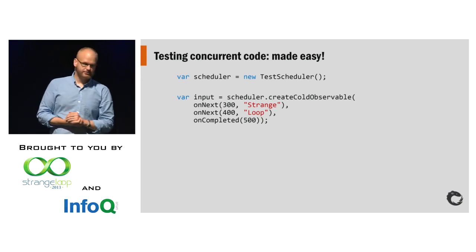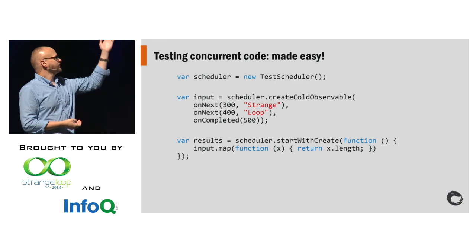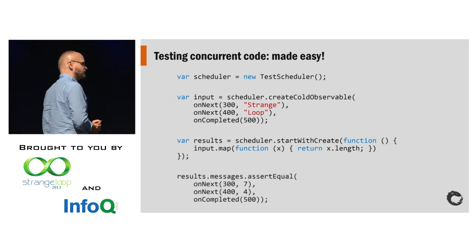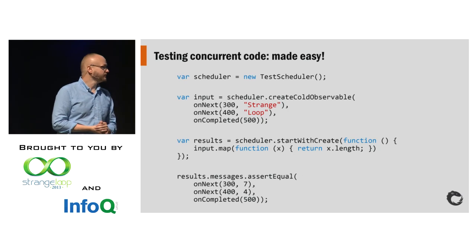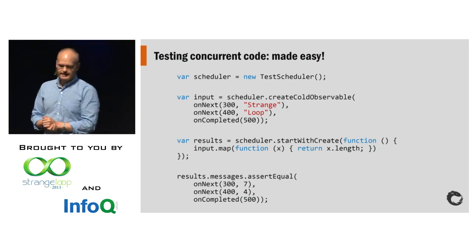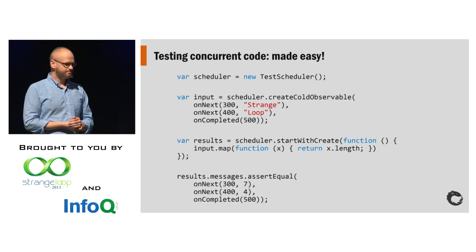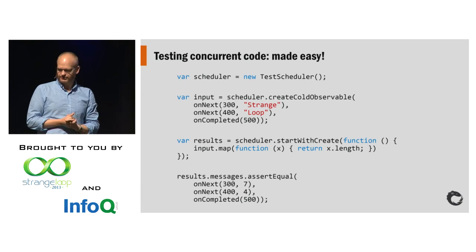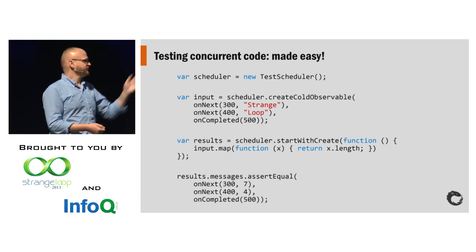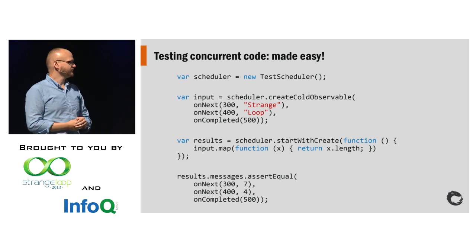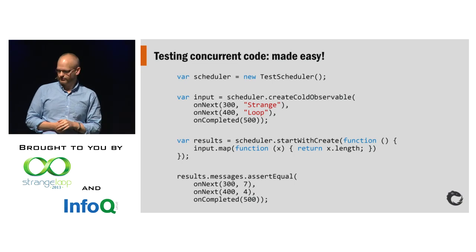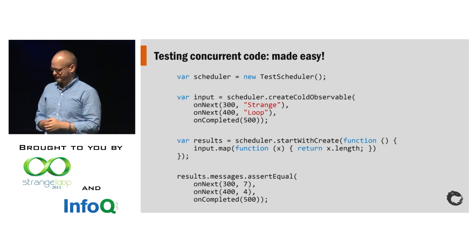Then we can run the computation all together by just running it, which is doing nothing more than returning the length of the input. And then at the end, we can verify that at 300, we had a length of 7. At 400, we had a length of 4. And at 500, we're completed. All very verifiable. There are no setTimeouts. There's no voodoo. There's no black magic here. This is all just in JavaScript, and it's all running synchronously like that. And that's, in fact, how we've written all of our tests for all of our frameworks, using this particular style.